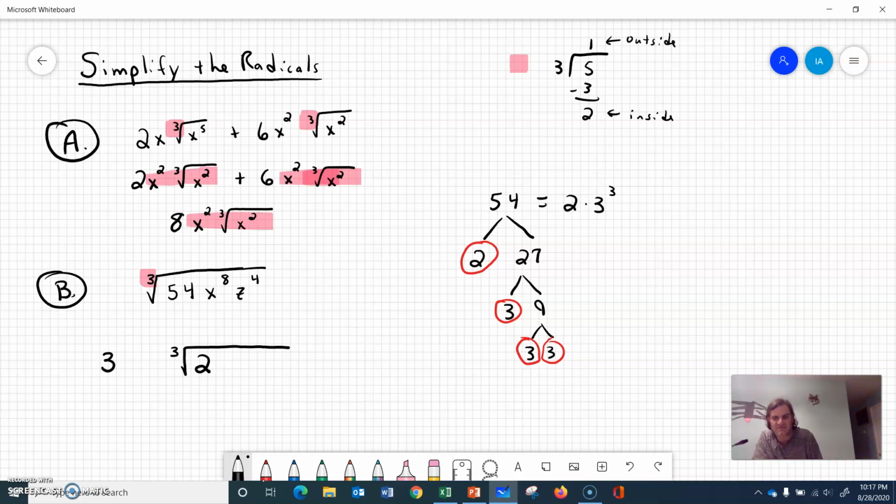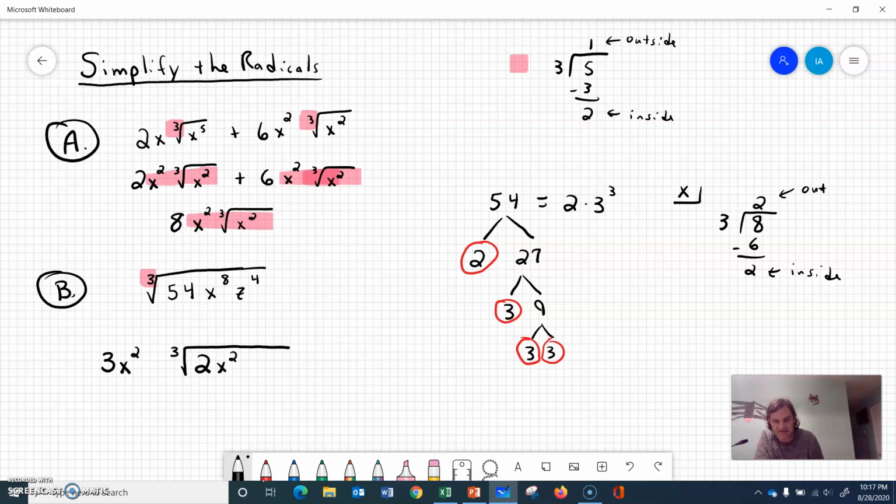So keep in mind, for the x's here, we're looking for groups of 3, and there are 8 available. Well, 3 goes into 8 2 times with a remainder of 2. So the 2 on top is the outside, and the 2 on the bottom is the inside. So we'll have an x squared out with the 3 and an x squared in with the 2.